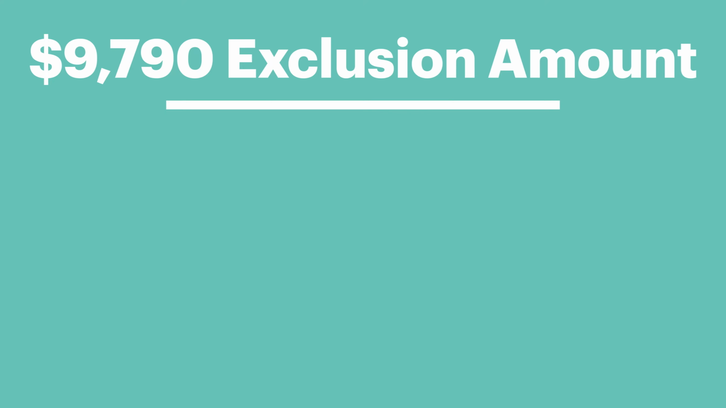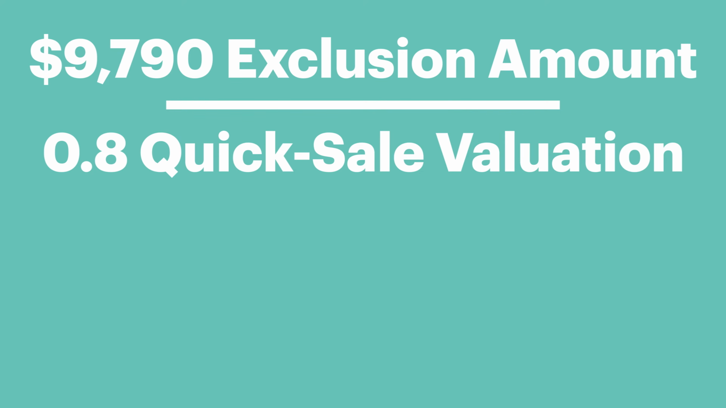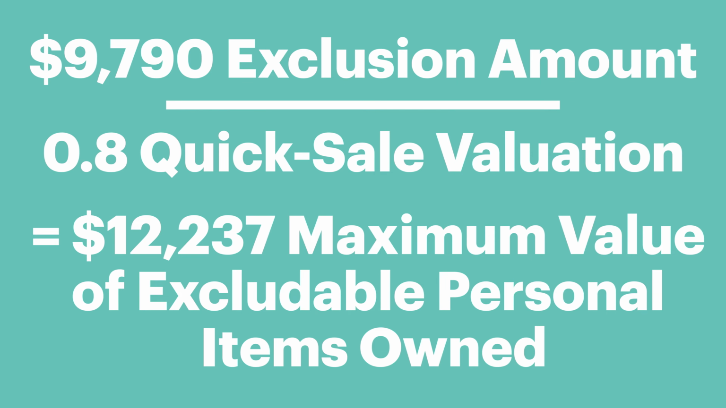And the thing to note is that this exclusion amount is after the 80% quick sale valuation, meaning that if we divide the $9,790 by 0.8, you can actually have up to $12,237 worth of personal effects, and you would not have to include any of their value toward the equity component of your reasonable collection potential. And keep in mind, right, that all the stuff in your house is used.